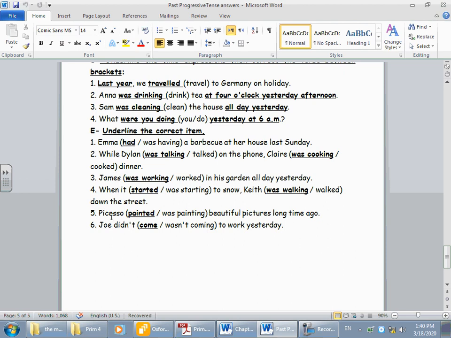Number 5, Picasso painted or was painting beautiful pictures a long time ago. Here the tense is past simple tense. We have the word ago. So it should be painted. Number 6, Joe didn't come or wasn't coming to work yesterday. Yesterday is a keyword of the past simple tense. So the answer should be didn't come. Didn't come is the negative of the past simple tense.